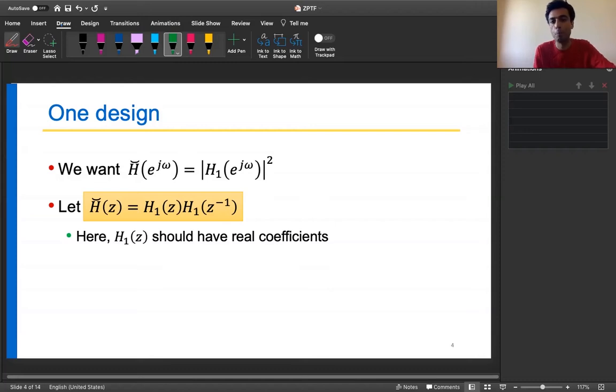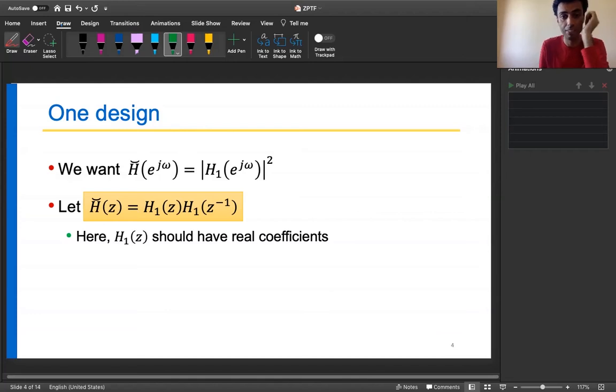And that means it will be purely real and non-negative. So this is a possible solution. Basically, what we do is we have a zero phase H, H inverted cap, which is H1(Z) times H1(Z inverse). Here, H1(Z) should have real coefficients.